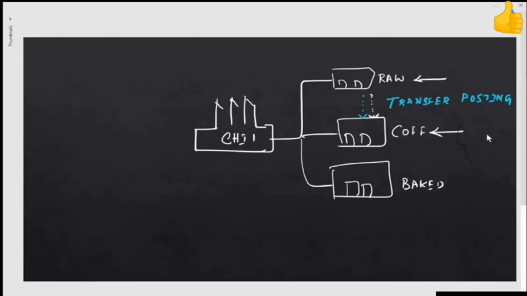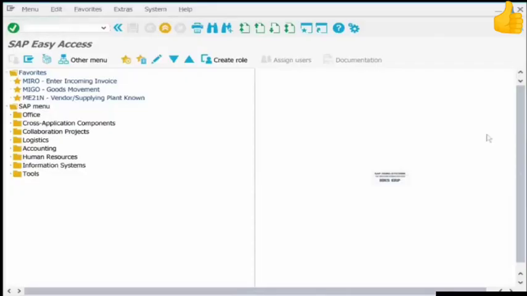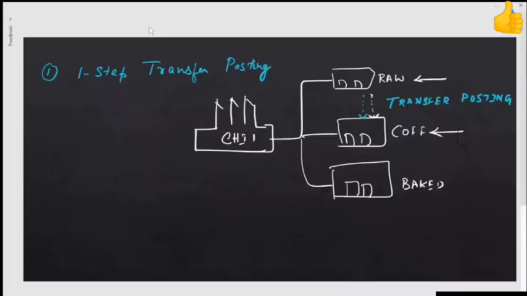We're going to do it two ways. And the first way to do it is called a one-step transfer posting. And how do you do that? Go to MIGO, enter. But before I do that, I want to post this 100 kilos of coffee into raw material storage location. All right, let me do that step first and then I'll do the transfer posting.